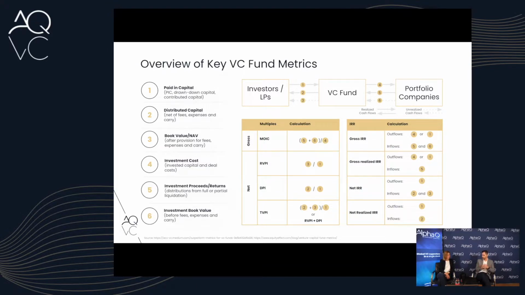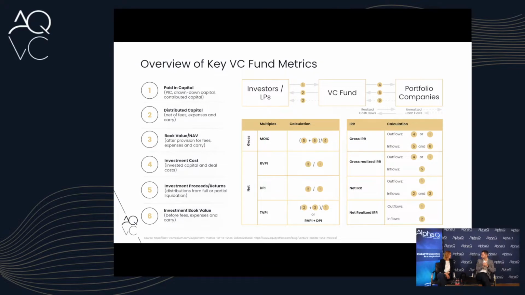The benchmarkable metrics and the metrics that most LPs look at are the RVPI, DPI, and TVPI. So we start with the RVPI, which is the residual value to paid-in capital. So it's basically calculated by looking at the NAV, the net asset value. Again, net of fees, expenses, and provisional carry. This is super important. Divided by the paid-in capital, the capital that the LPs have wired to the VC fund.